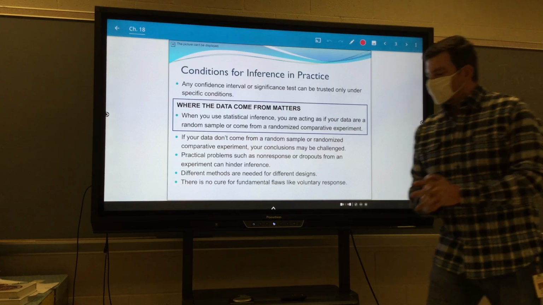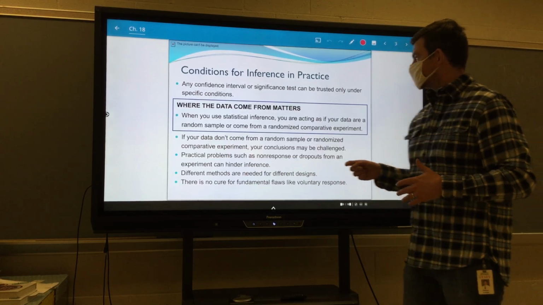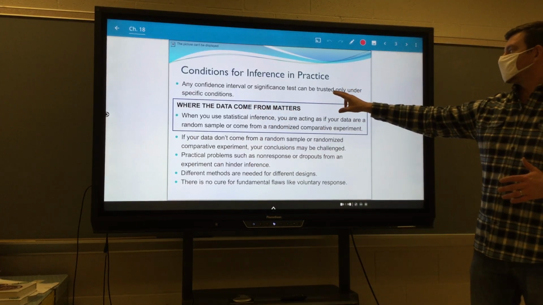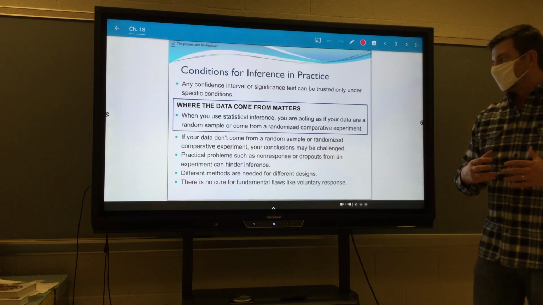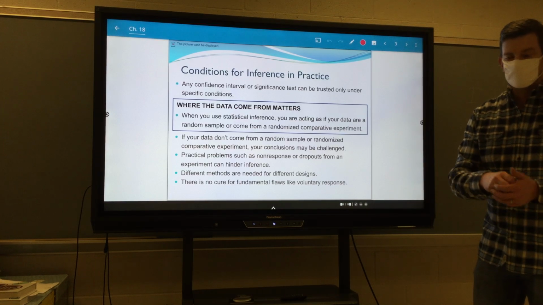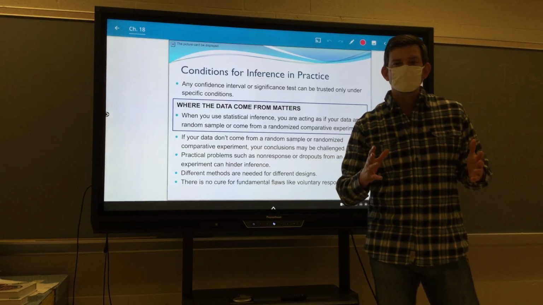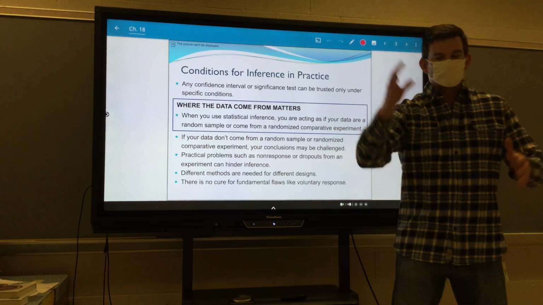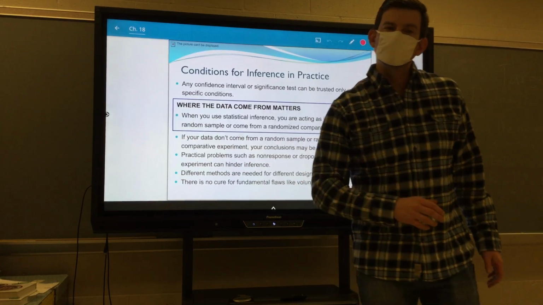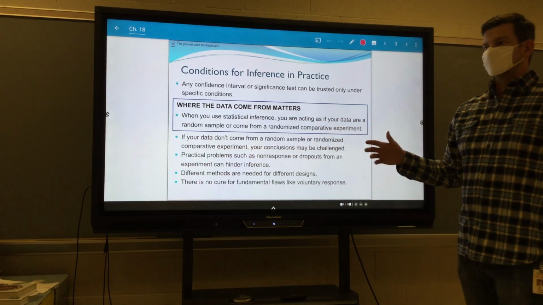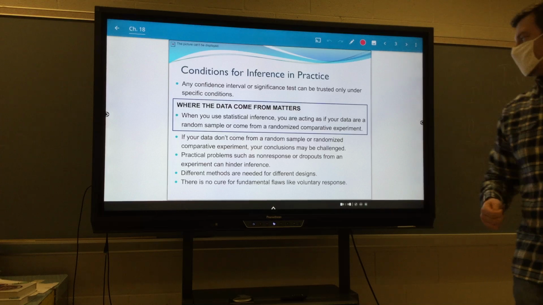Now, when we're working with these procedures for inference, whether that's a confidence interval or a test of significance, these can only be trusted under specific conditions. And where that data comes from matters. If you're not working from accurate data that's well representing the population of interest, then the numbers that you get, the boundaries for your confidence interval, the p-value, are worthless. Everything that we've done in the first semester builds up to this. You can't expect to get a good result based off of poor data.